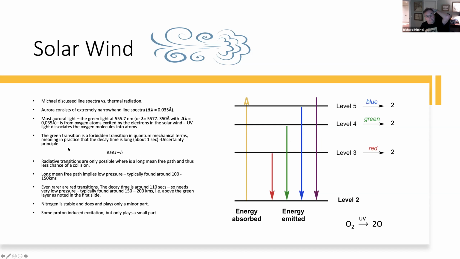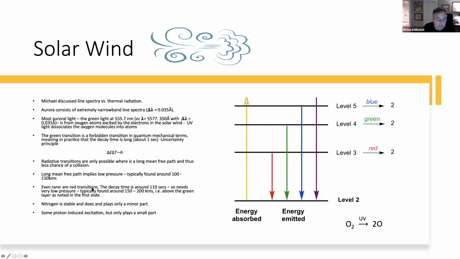and that gives us an indication as to where we might find it, because in order for the excited oxygen atoms, which are excited mainly by electrons coming in on the solar wind, to radiate, they have to live long enough without bumping into other atoms, which means they need a long mean free path, which implies a low pressure. And the region where you get sufficiently low pressure is around 100 to 150 kilometers above the Earth. So that's where you see the green.